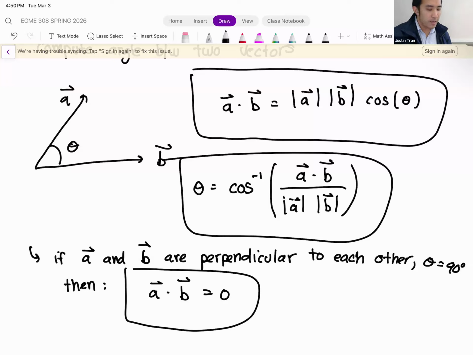And of course, the logic works the other way too. Let's say you have two vectors and you take their dot product and you find out the dot product is 0. Then you can conclude that the two vectors are perpendicular to each other, or orthogonal to each other.